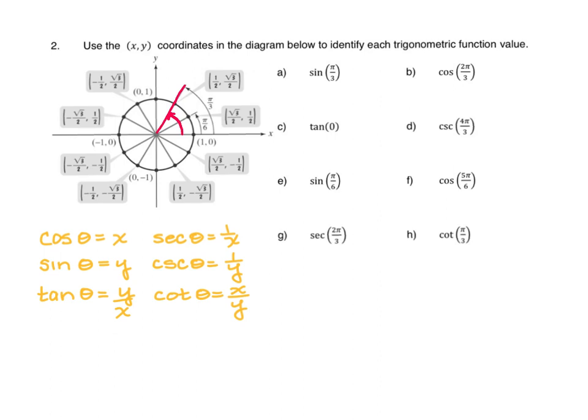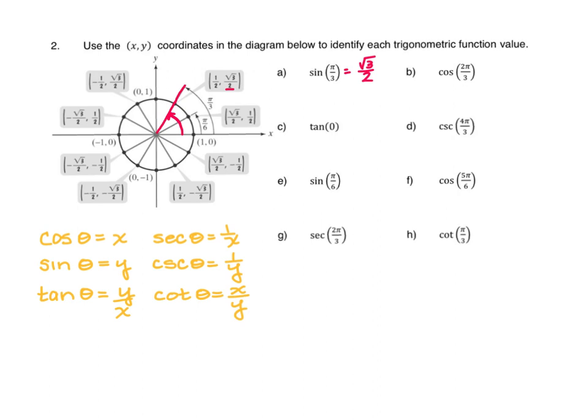If they're asking for the sine there, they're just asking for the y value of the coordinates at that point, and we can see that they've given us that. The y value there is just the square root of 3 over 2, and you are done, except I wrote it wrong. Square root of 3 over 2, okay?